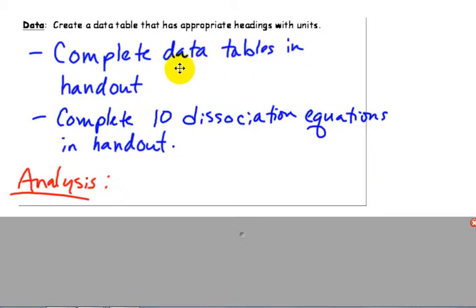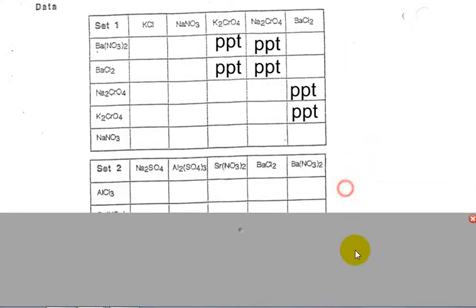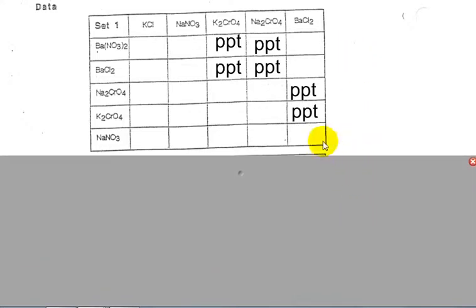So hopefully by this point you've completed the data tables, you did the experiment, you found out what was a precipitate and what wasn't, and hopefully the 10 dissociation equations. So now we just have to look at the analysis in terms of what do we do next. I'm going to go through the first data table with you and leave you the second data table to do. If you're looking at the first data table, you likely got precipitates in the following boxes here, okay?